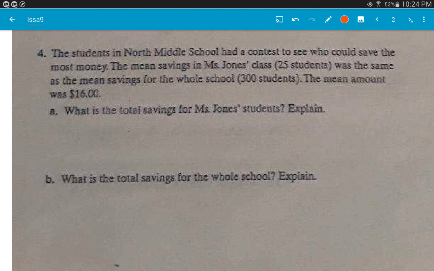Well, their average was 16, and there are 25 of them. So each person saved on average $16 times 25 students. And that is going to equal $250 plus 150 is going to be $400.